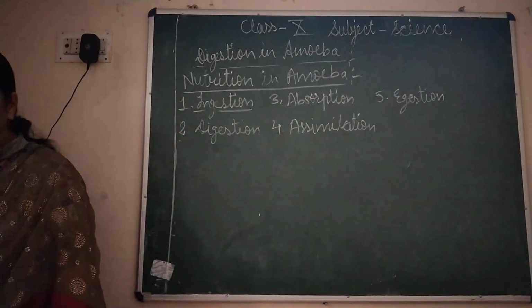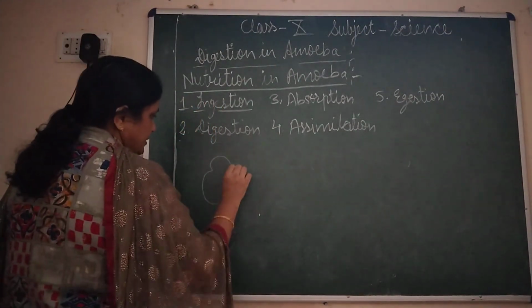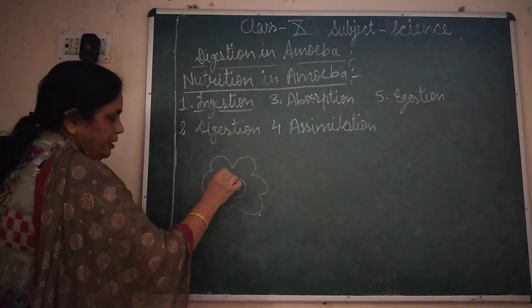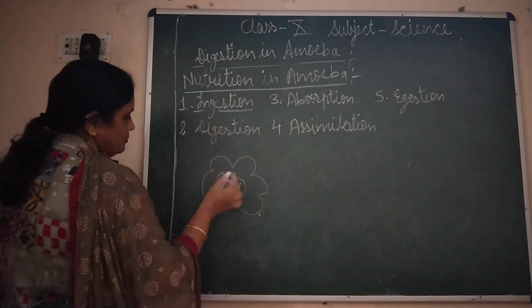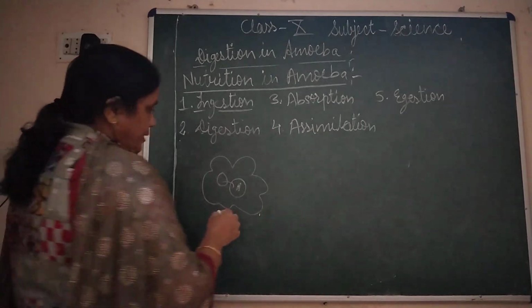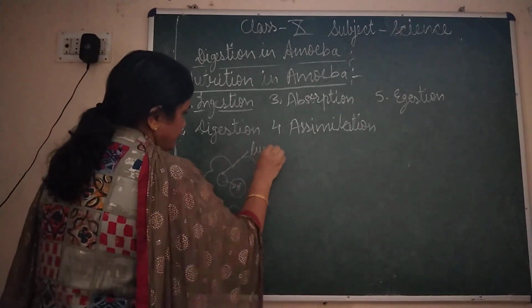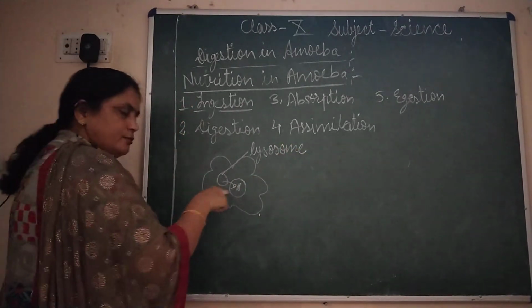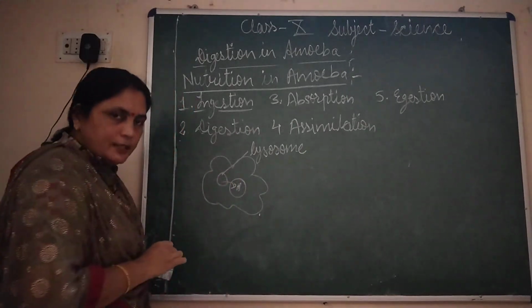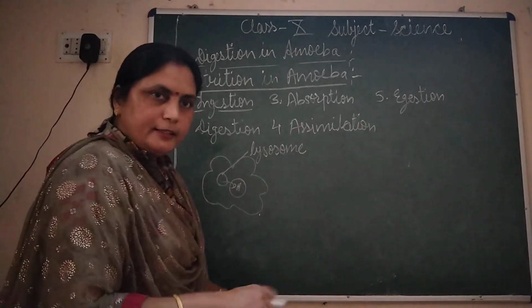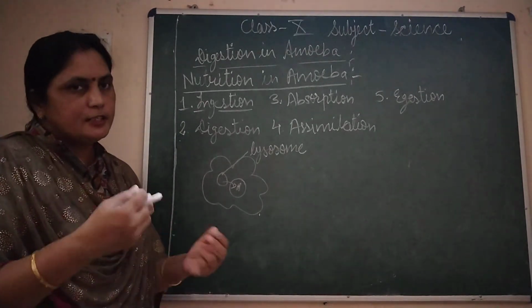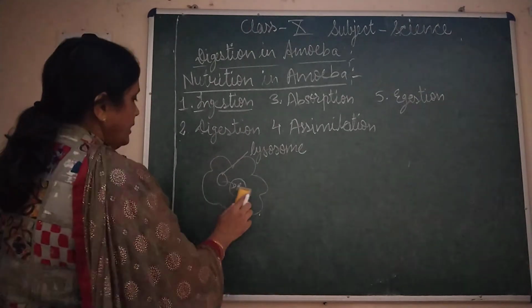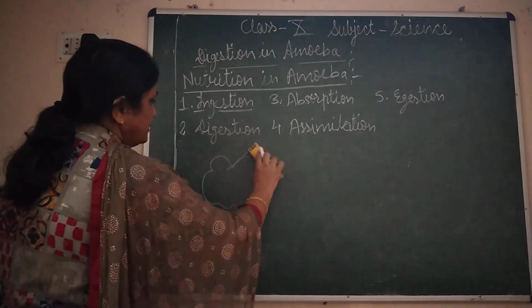How does the digestion of food take place in amoeba? The second step is digestion. Here is the food vacuole, and in amoeba a lysosome is also present. This is the lysosome, and it secretes some digestive juices into the food vacuole, by which this food is digested. So digestion is done. That means the food is converted into simpler foodstuff. Now, children, absorption and assimilation.